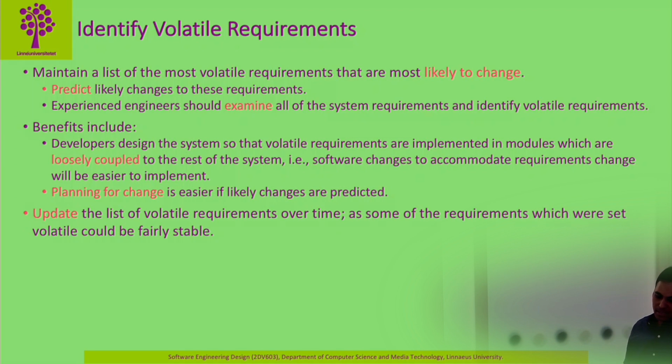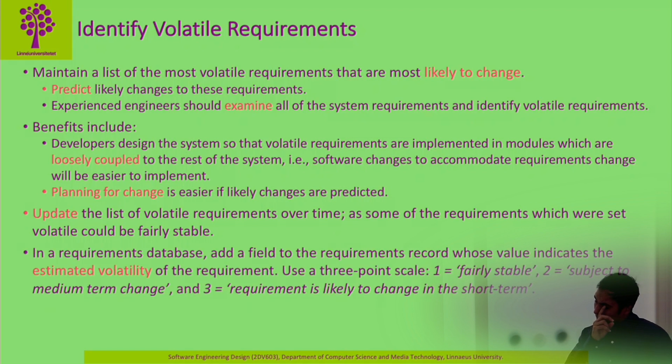You always need to update the volatile requirements over time, because the status of requirements might change, and a requirement that is volatile now may not be in the future. For that, in your requirements management database, you should have a field called estimated volatility, using a simple 3-scale value: 1 for fairly stable, which will not change in the long run; 2 for medium-term change, so it might change in the near future; and 3 for most likely to change in the short term. That is the most risky requirement.